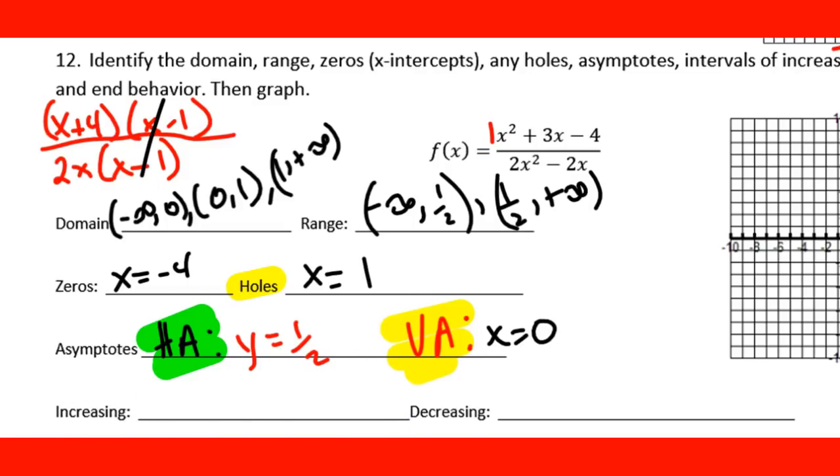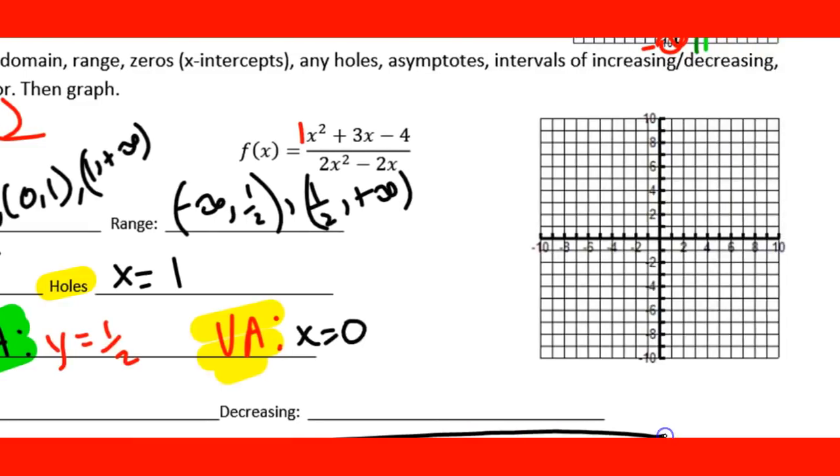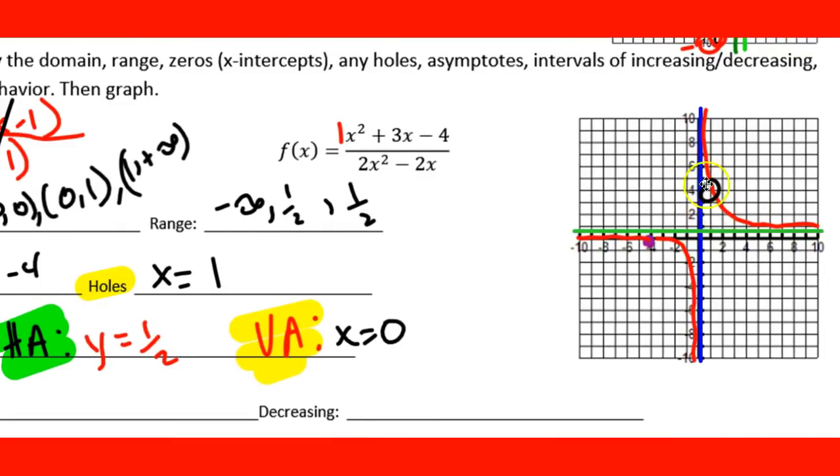I'm going to graph it real quick just so you can see it. Alright, so here's your graph. There's your asymptote right there. Your vertical asymptote in blue, your horizontal asymptote in green. Your holes right there in purple. And your 0 is there in purple on the axis. And your holes right there at 1.